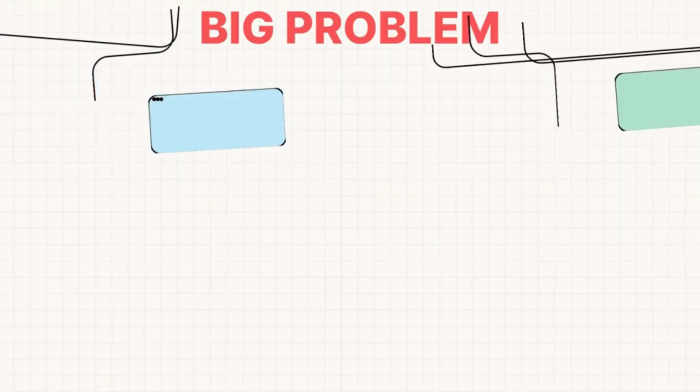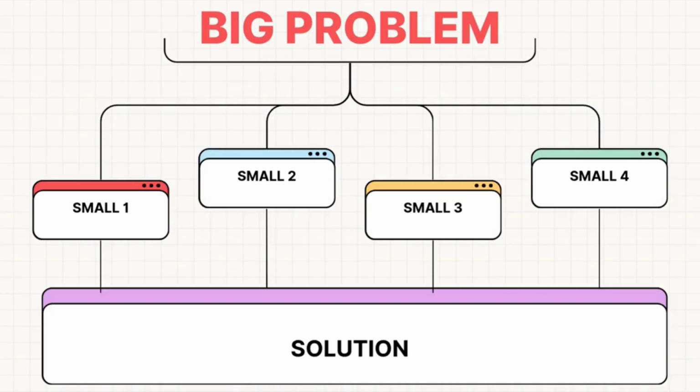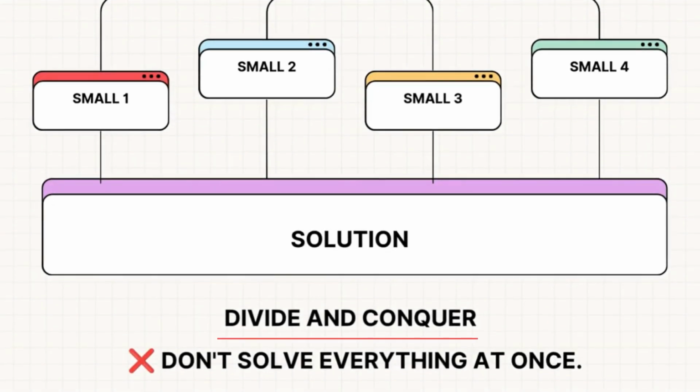Now, before we finish today's lesson, there is one important rule that I want you to remember throughout this entire course. Divide and conquer. Whenever you face a big problem, don't try to solve everything at once. Break it into smaller problems. Solve the first one, then the second one, then the third, and before you know it, the big problem is solved. This is one of the biggest secrets behind how professional programmers think.